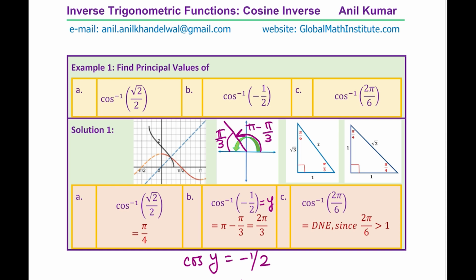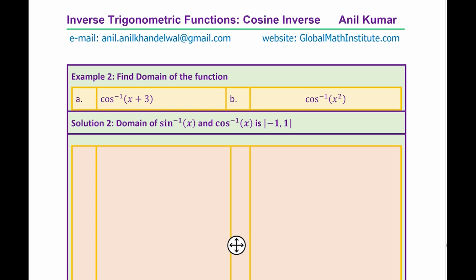I'm laying stress on this since I've seen many students making a mistake right here. And this is very interesting. As you know, 2 pi by 6 is greater than 1, and therefore the solution does not exist. So I hope this point is absolutely clear. Let's move forward and take the next question now.